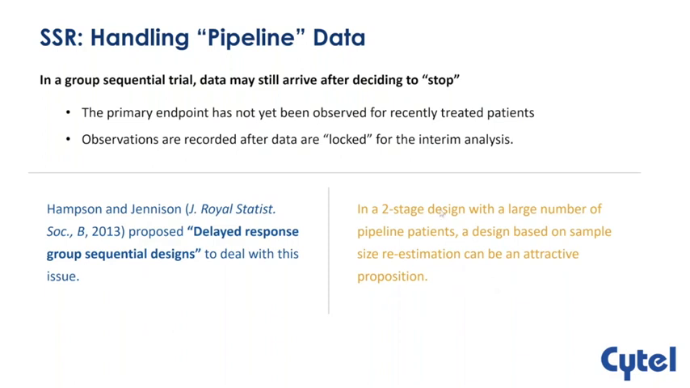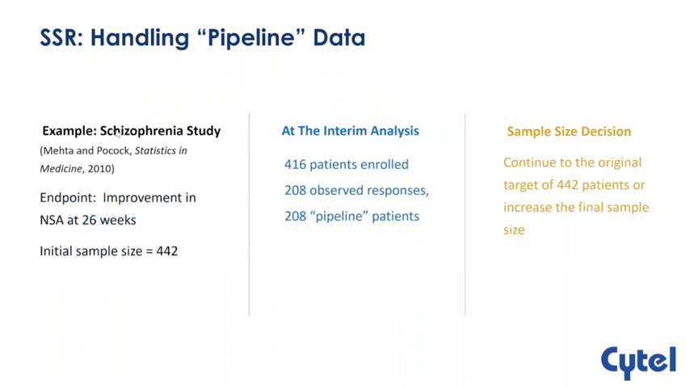And in sample size re-estimation, one gets a very nice framework where you can say if you have a large pipeline of patients, the decision really is, do we just keep that pipeline number of patients or do we increase it? And in the first example in the Mehta and Pocock 2010 paper, we see exactly that. There's an initial target sample size of 442. At the interim analysis, nearly all those patients are enrolled, but only half of them have been observed. The others are in the pipeline. So the question is, do we just wait for the pipeline patients to come through, provide their responses, which happen at 26 weeks, with an extra 26 additional patients, or do we increase the sample size globally to some higher level? And the sample size re-estimation framework provides a very natural way of doing that. It's got a lot in common with the Hampson and Jennison approach, I would say, but I think this one is pretty nice to understand.